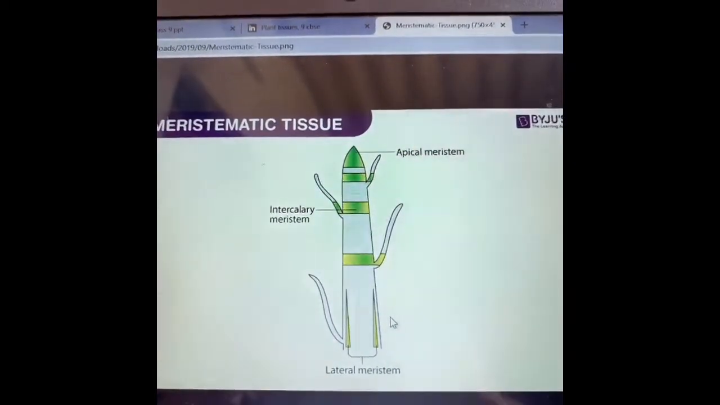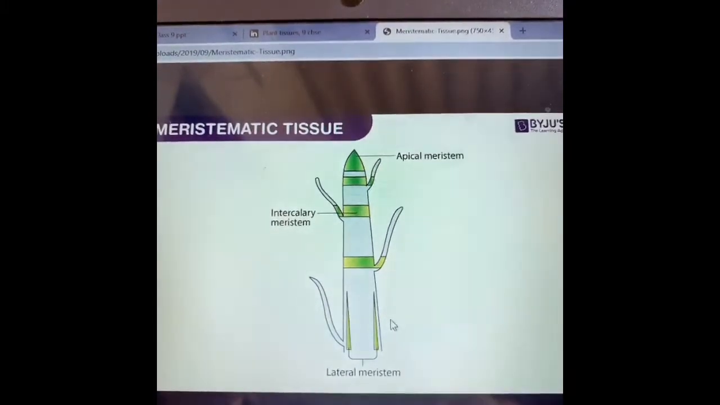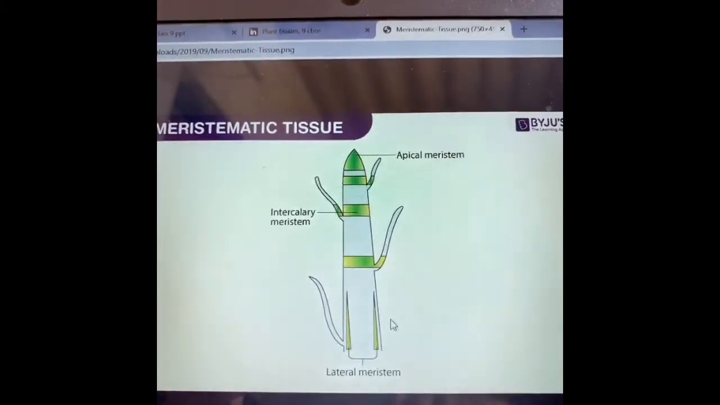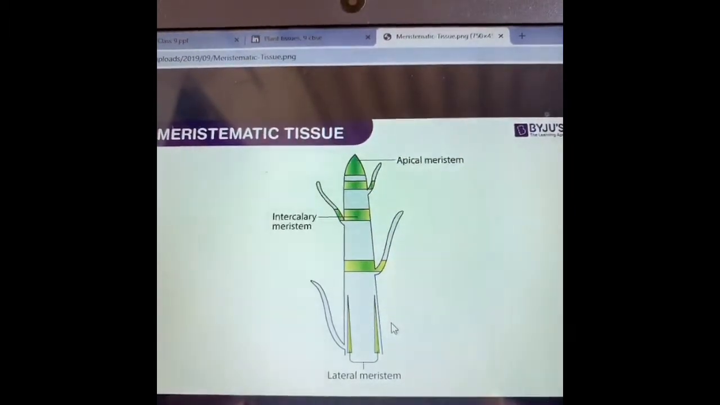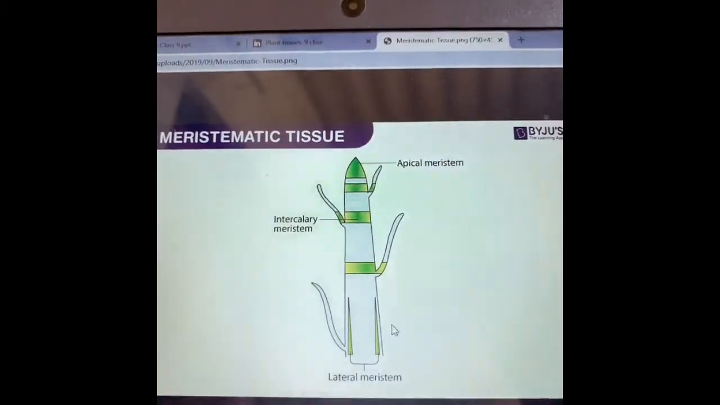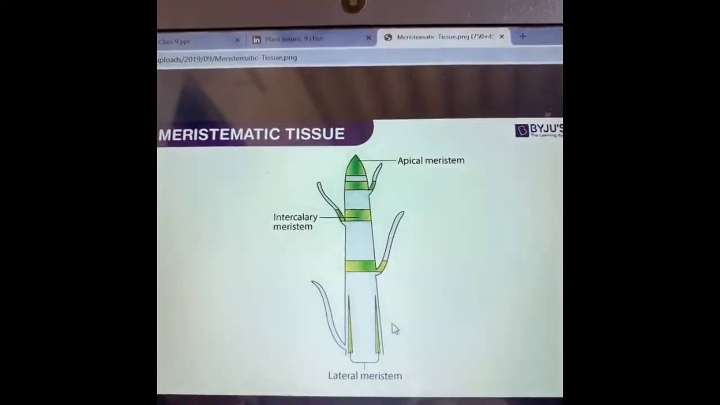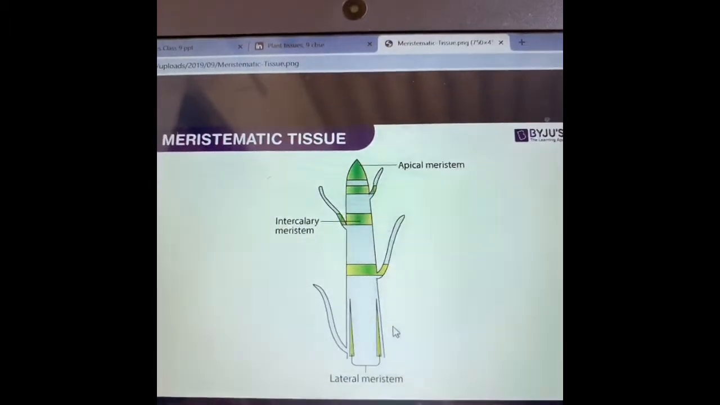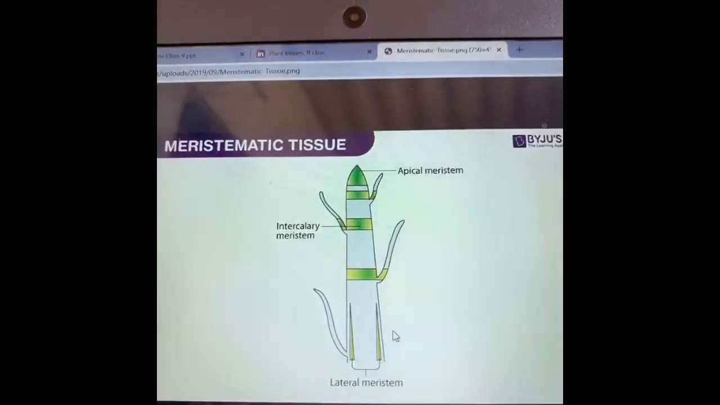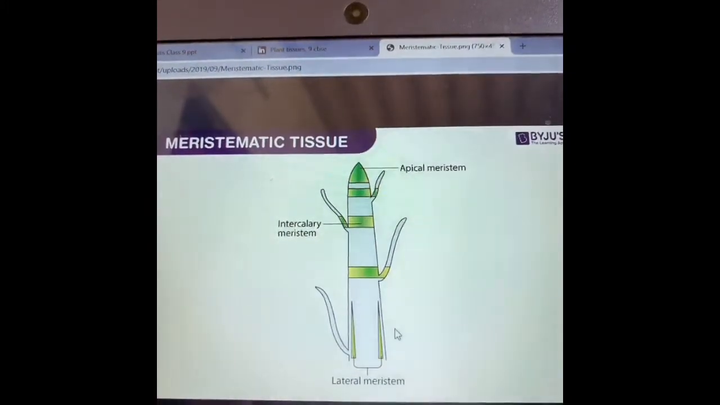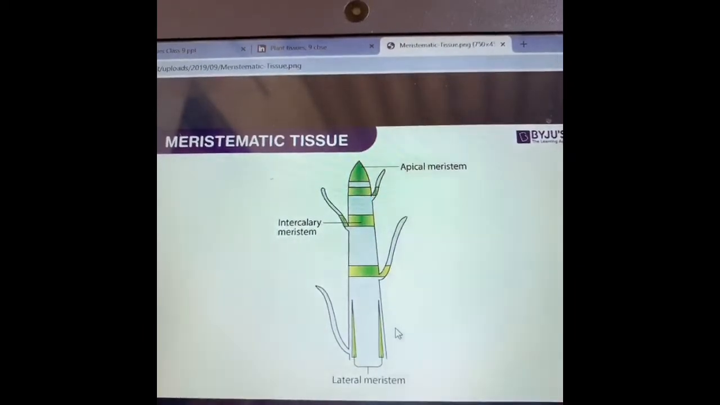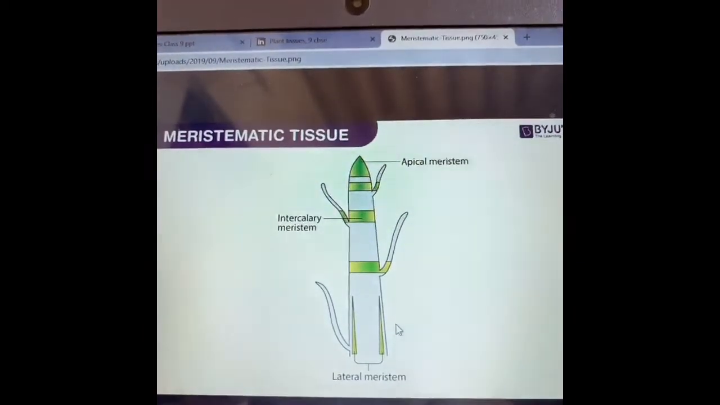You just have to study about these three types of meristem: apical meristem, intercalary meristem and lateral meristem. Apical meristem helps in increasing the number of cells or the apical growth of the plant. Intercalary meristem is present near the node at the base of the leaf. It helps in increasing the size of the stem or the root or the leaf, and the lateral meristem helps in increasing the girth, that is the diameter of the stem or the root. So these are the various types of meristematic tissues.